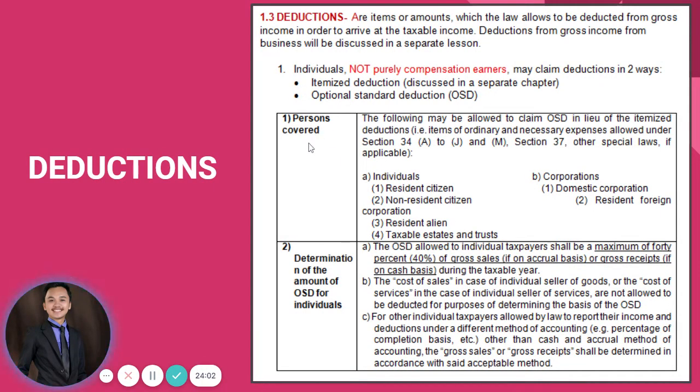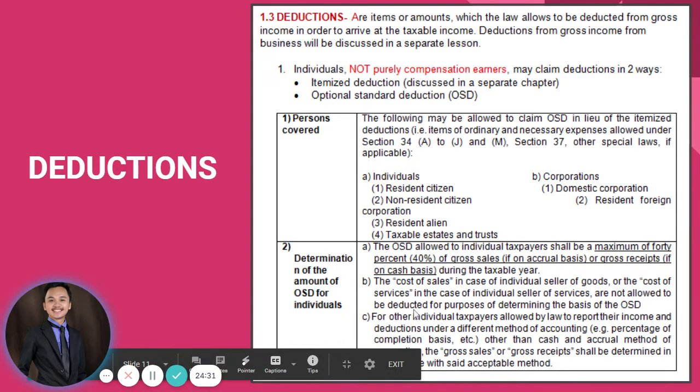Now, who are covered, who are allowed to use OSD? The following may be allowed to claim OSD in lieu of the itemized deductions. Meron tayong resident citizen, non-resident citizen, resident alien, and taxable estate and trust. If you have noticed, not allowed to use OSD is the non-resident alien. And at the same time, corporations, both domestic and resident foreign corporations, are allowed to use OSD. Now this time, how are we going to compute OSD? How can we determine OSD?